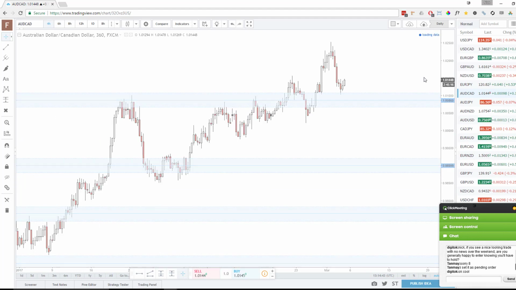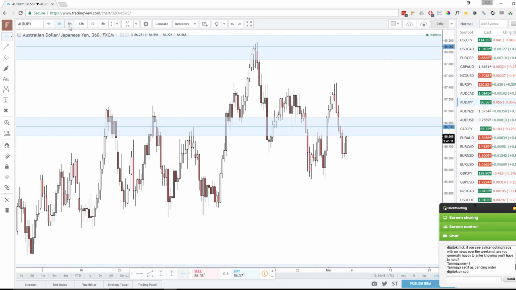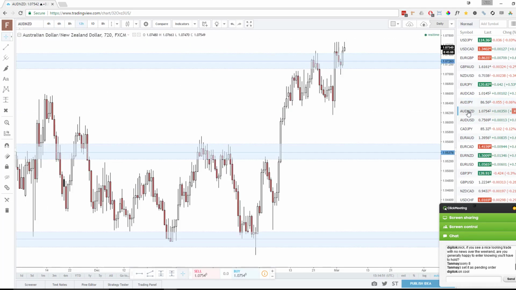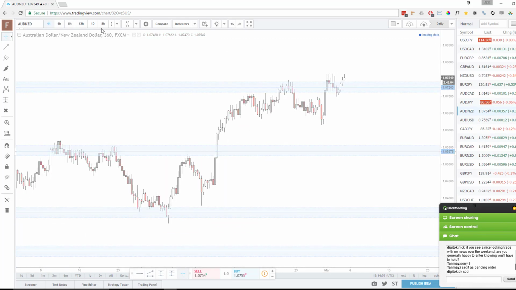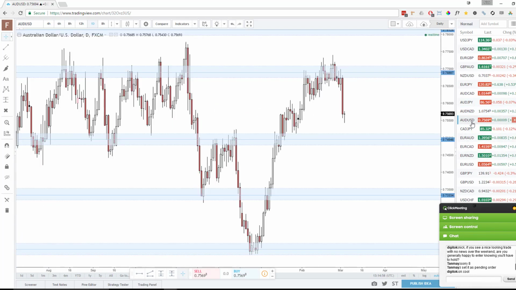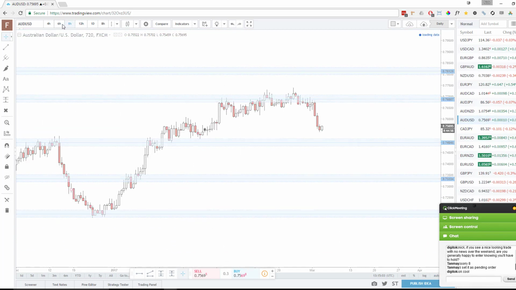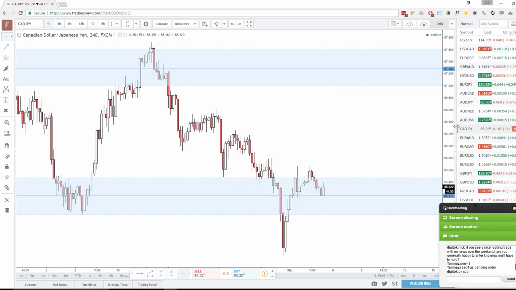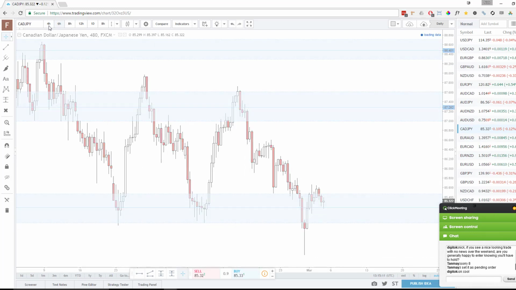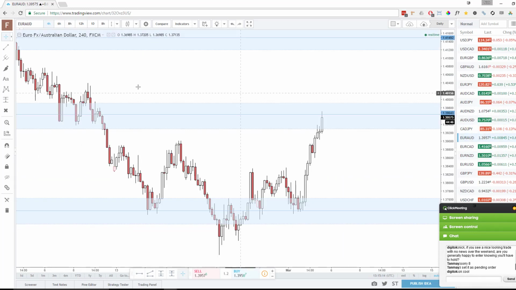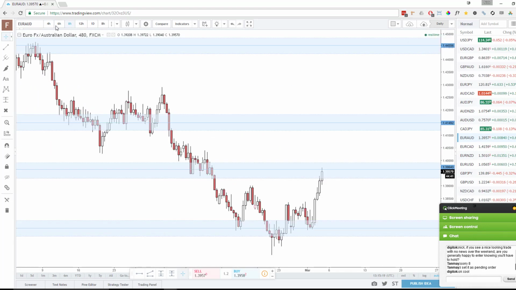AUDCAD's broken above. Nothing. AUDJPY is broken below support, pushing back up to it. Nothing really. AUDNZD stuck on resistance. Yeah, nothing much. AUDUSD dropped pretty heavily, but now it's in between areas, so nothing much. CADJPY, nothing much.